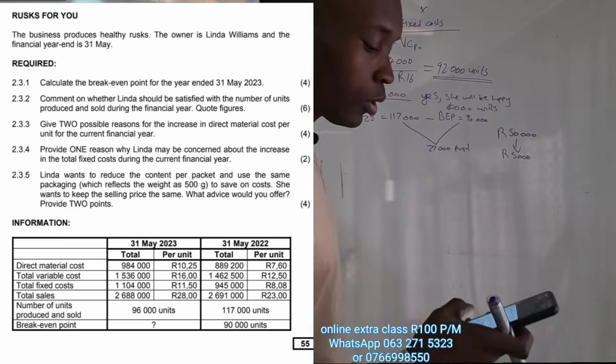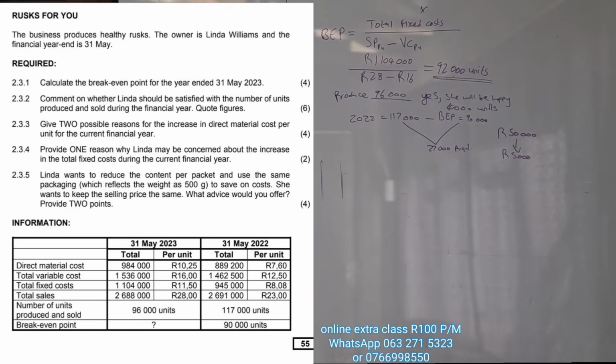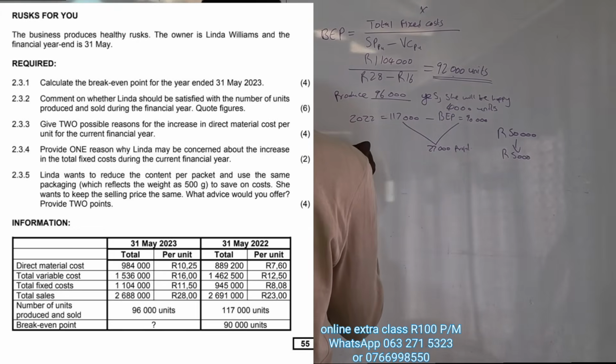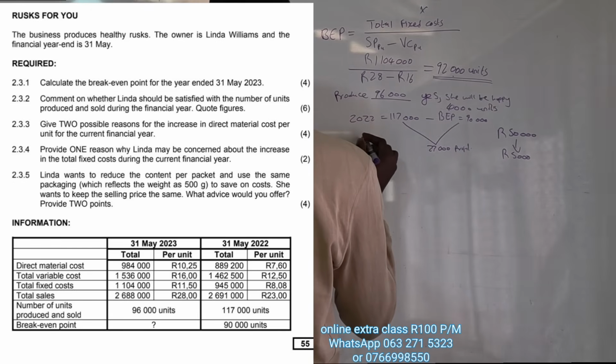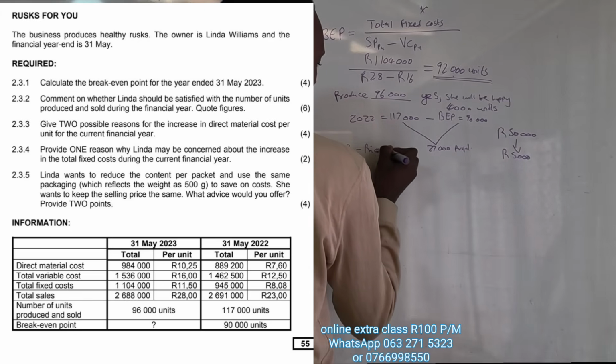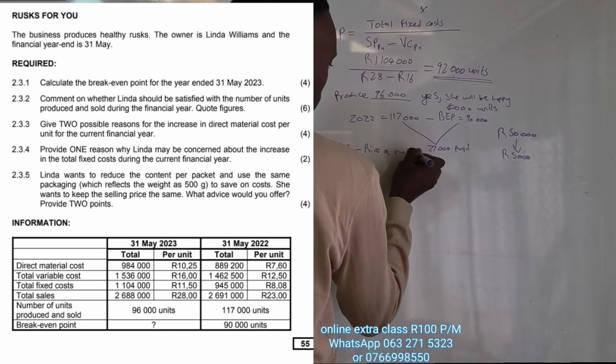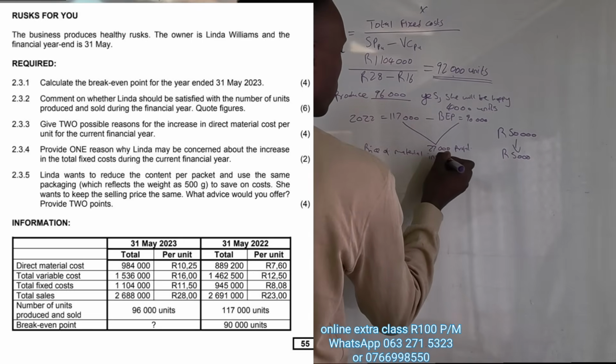Okay, so now give two possible reasons for the increase in direct material cost per unit for the current financial year. What is the possibility why the direct material cost price increased? Number one, the price of material increased.